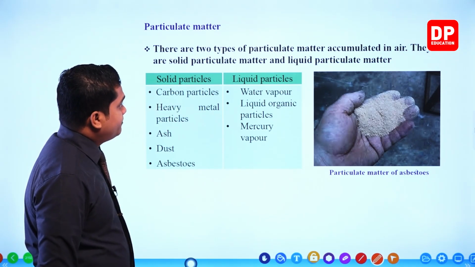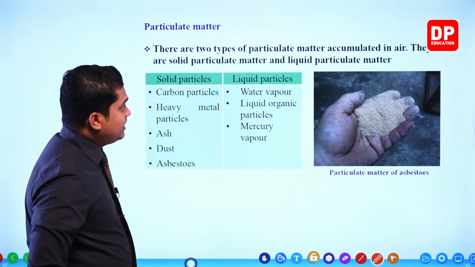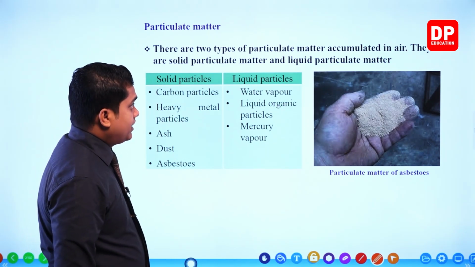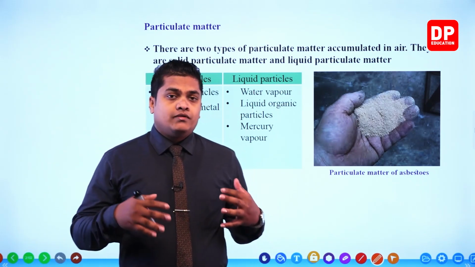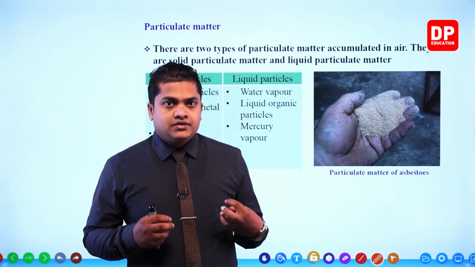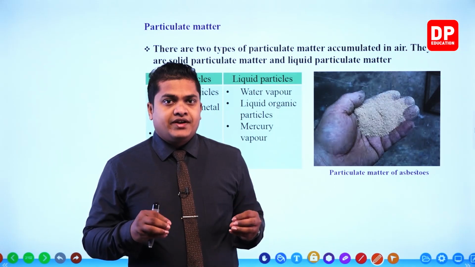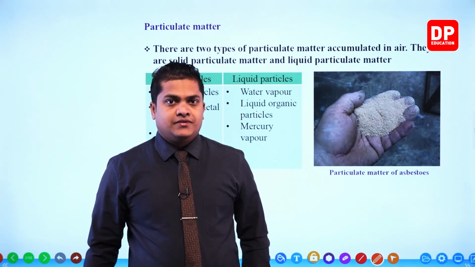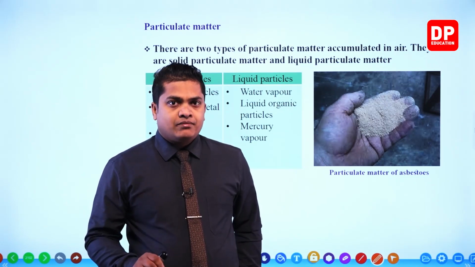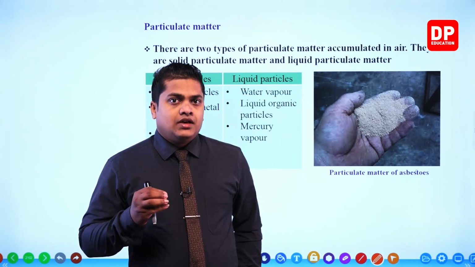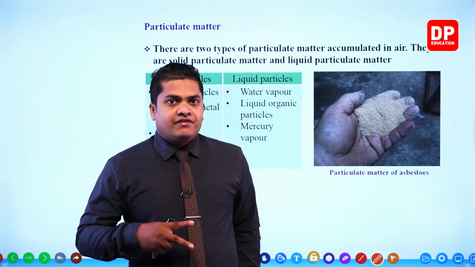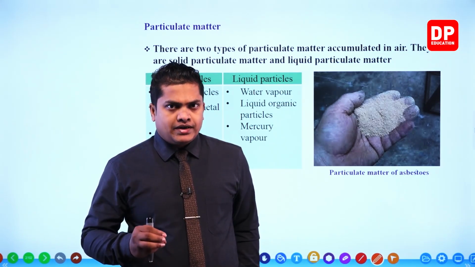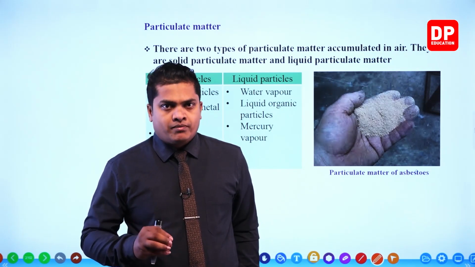There are two types of particulate matter accumulated in air, solid particulate matter and liquid particulate matter. So when you take our environment, you know that our environment can be divided into three main categories as hydrosphere, lithosphere and atmosphere. So within our atmosphere or in our air, we can observe two different kinds of particles. So these two kinds of particles are solid particles and liquid particles or liquid droplets.